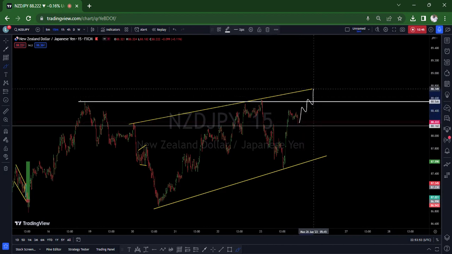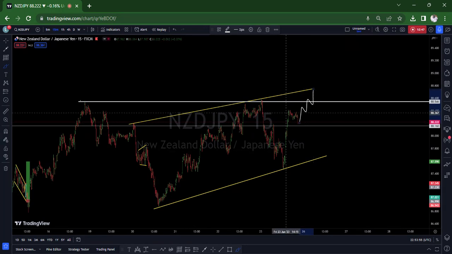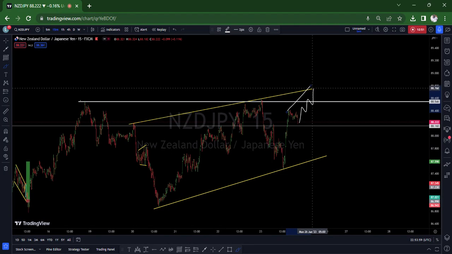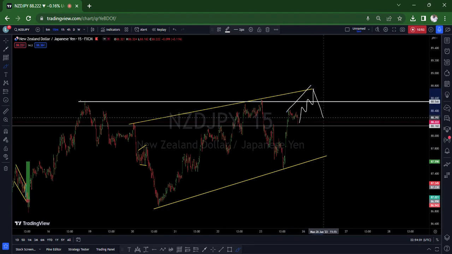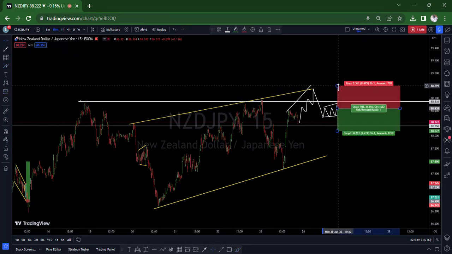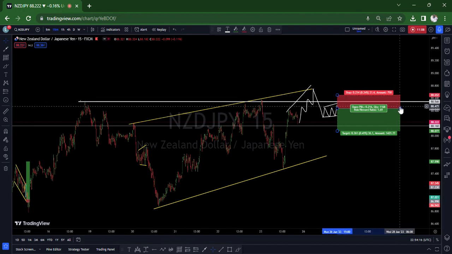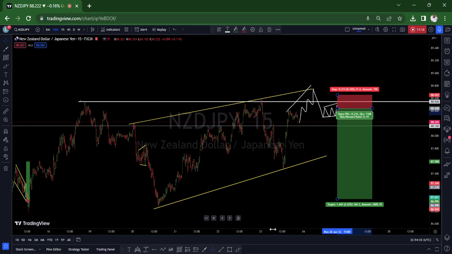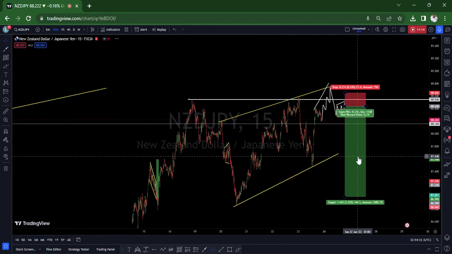I would wait for something like this to happen, something of this nature. Then wait for the first possible correction. That is when I will take my trade for the sell.